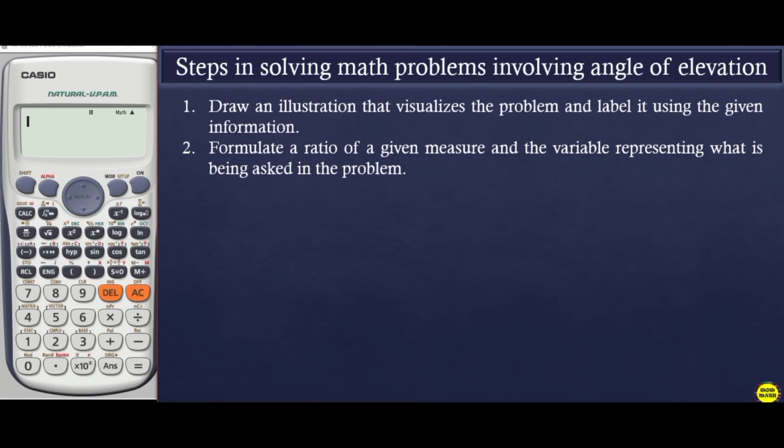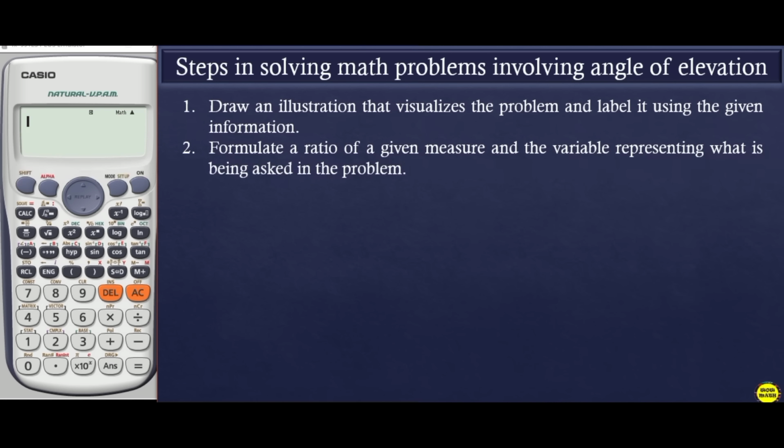And then, formulate a ratio of a given measure and the variable representing what is being asked in the problem. So, kapag kasi naka-illustrate yung given problem mo, ma-identify mo ngayon kung ano yung given mo. Ano yung given? Hypotenuse ba? Adjacent ba? O opposite side? Kasi depende sa given, let's say ang given ay opposite. Ang binigay ay opposite and then adjacent. So, ano yung trigonometric ratio na pwede mong gamitin na kung saan may opposite at may adjacent? That is tangent, right? So, dun pa lang malalaman mo kung anong ratio ang gagamitin mo. So, that is a tangent.